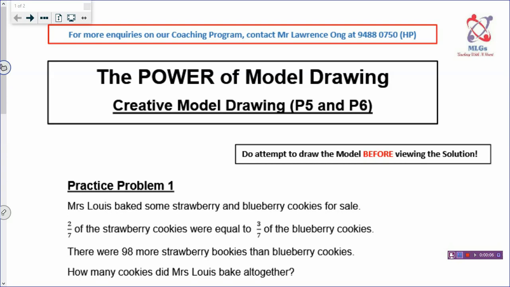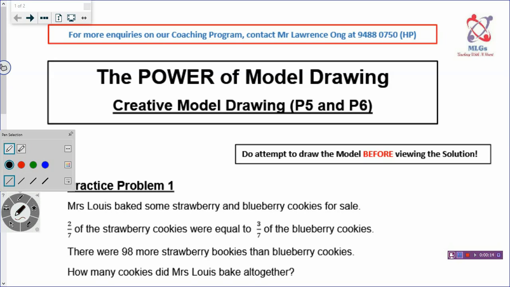So today we are going to look at fractions again and how do we draw out the fractions. So let's look at number 1, okay? Practice problem 1, and let's read and highlight.